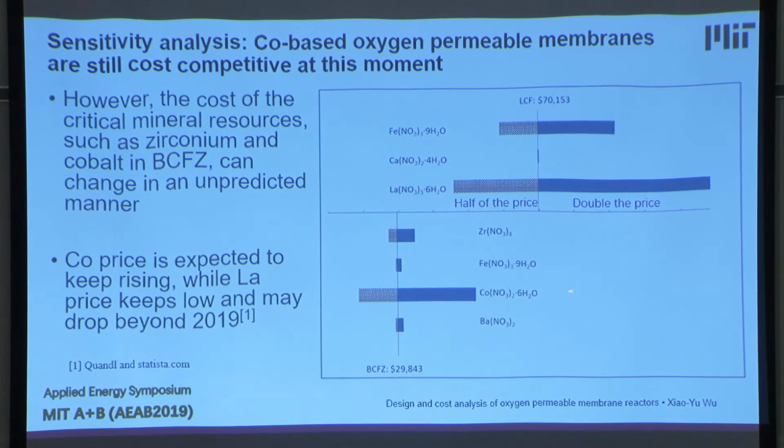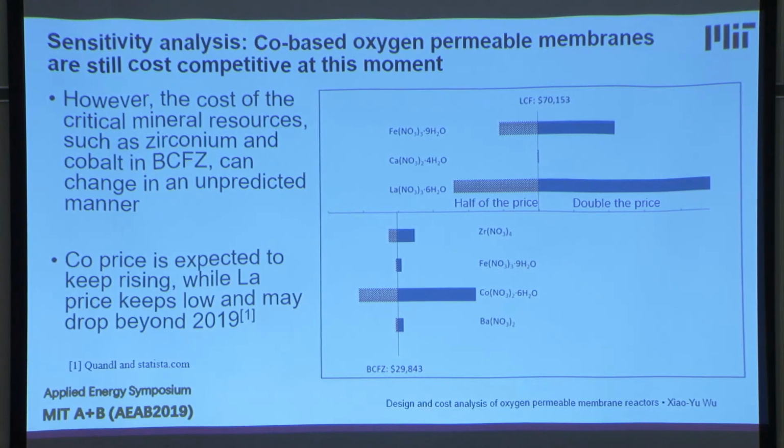However, you can see that if the cobalt price doubles, then this membrane will be very close to the LCF membrane cost. And also, if the lanthanum cost is half the price of now, you can also see that the cost of these two membranes might overlap at some point of the prediction.